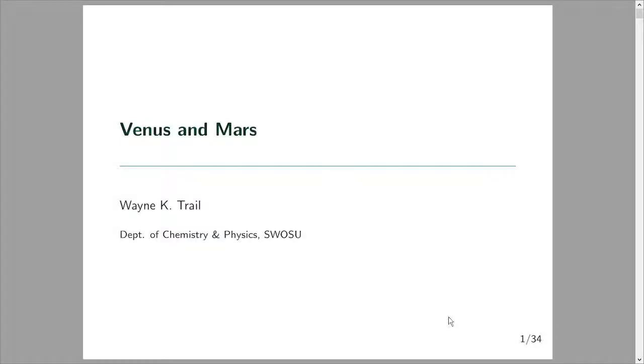So this is a discussion of Venus and Mars. Venus is the second planet from the Sun. It's inside the Earth's orbit towards the Sun, and so that's planets that are inside the Earth's orbit. Mercury and Venus are often called inferior planets.